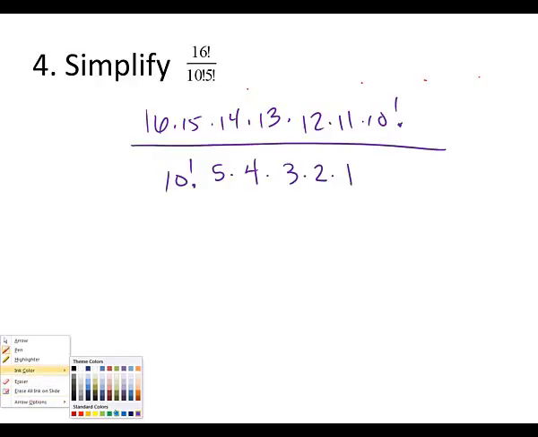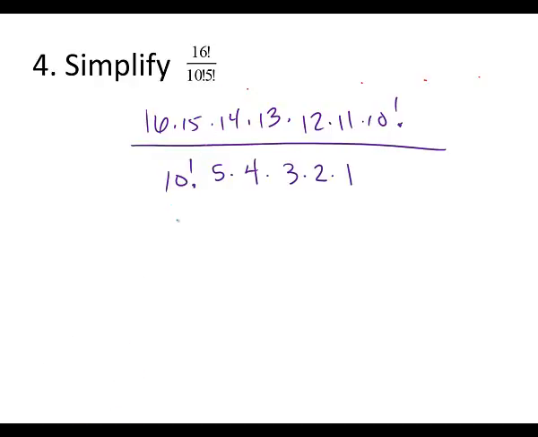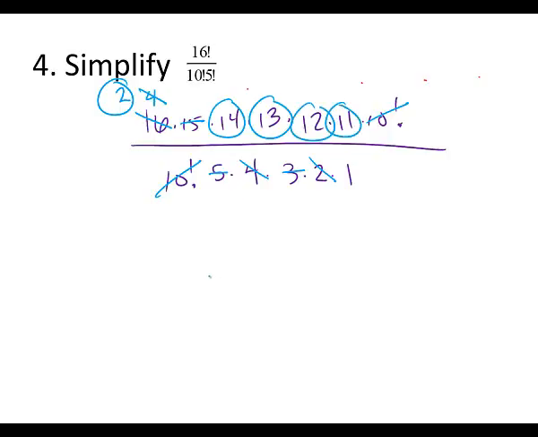All right, now the fun part. We get to cross stuff out, right? What goes away for sure? 10. All right, what is 5 times 3? 15, so that's going to go away. I don't see anything else good like that. 4 goes into 16 how many times? 4. Okay, could we go 2 into 4? 2 into 4, 2 times. So I'm left with 2 times 14 times 13 times 12 times 11. Go ahead and put that in your calculator and tell me what you get. 48,048. Good.